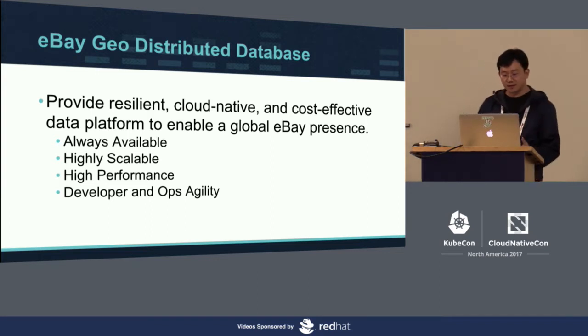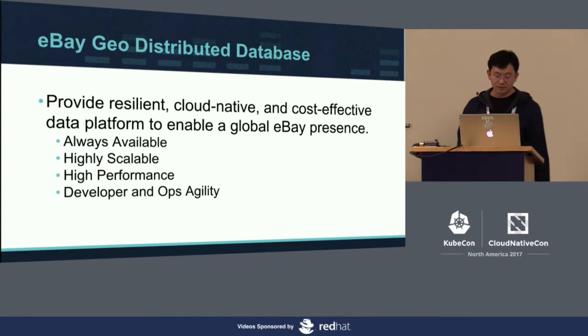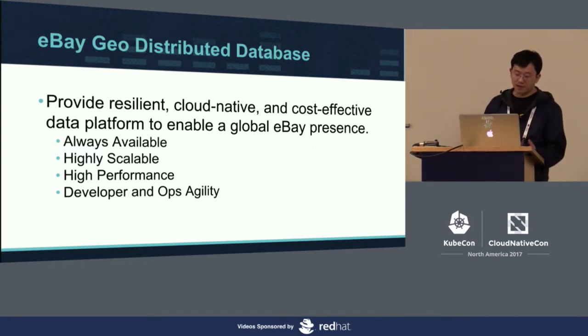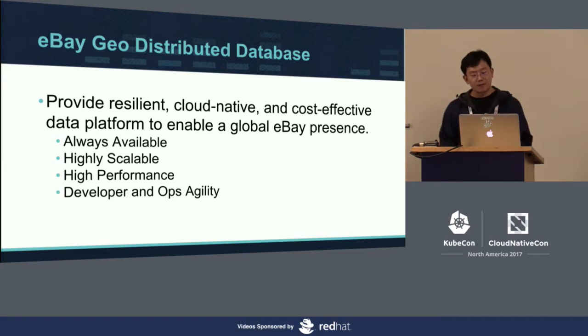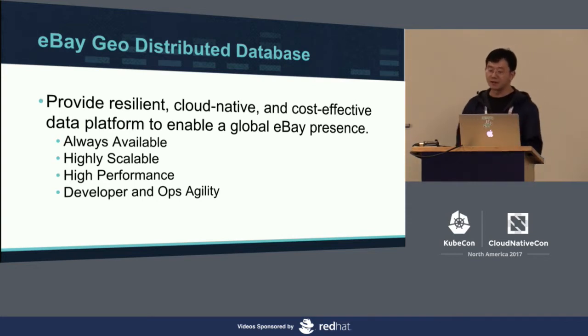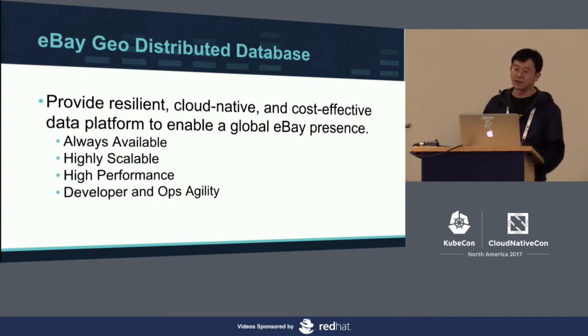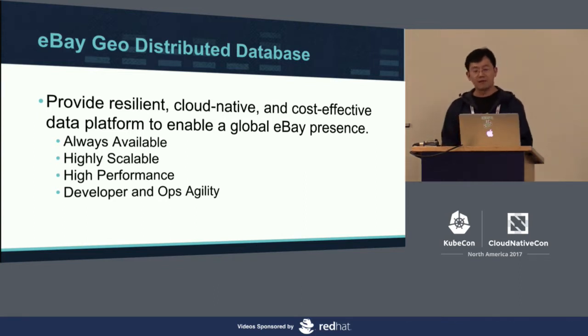And the vision of this database is we want to provide a resilient, cloud-native, and cost-effective data platform to support eBay global business. So we want it always available, and also highly scalable to support the business growth. And also it should be high performance. Since we deployed on a cloud-native environment, we also want operation agility. We want everything to be fully automated. Otherwise, it cannot survive if we don't have this automation on our cloud-native environment. So this is our vision of our Geo-Distributed Database in eBay.